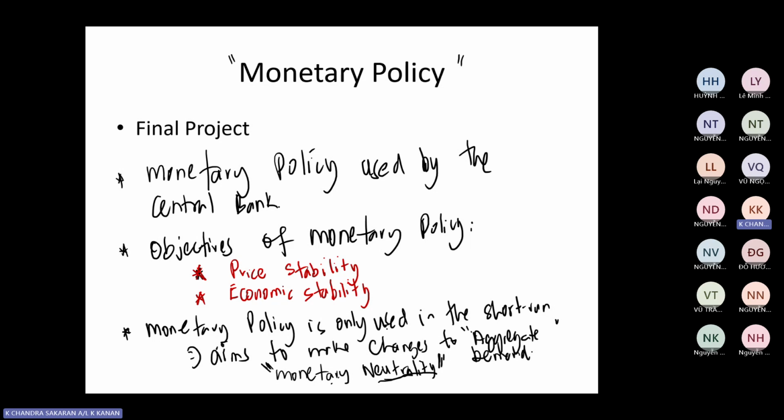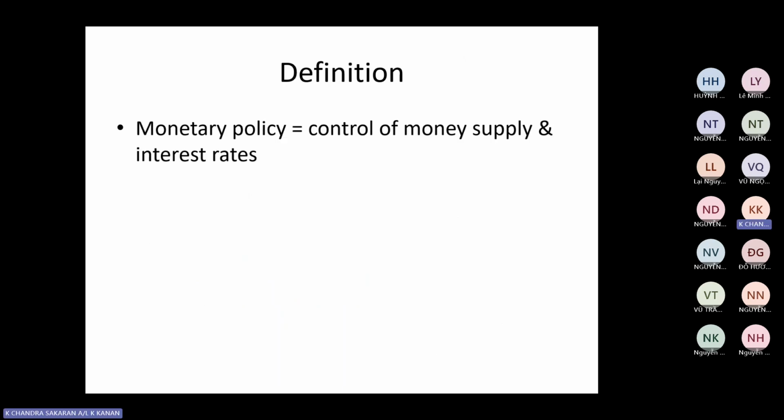Okay, that term I will explain later. You understand? There is no monetary neutrality in the short run. I mean, in the short run, the real variable and the nominal variable will change. So when there are changes to the real variable, that means the economic policy or the monetary policy is working towards achieving its goal, objective. Okay, thank you.